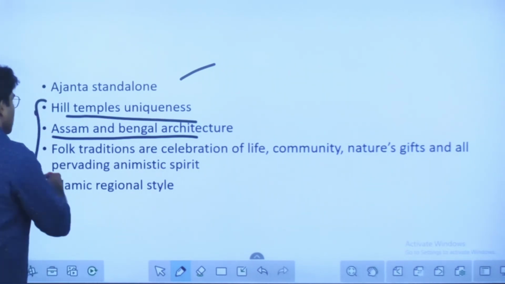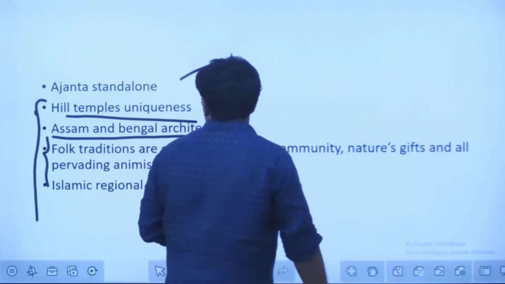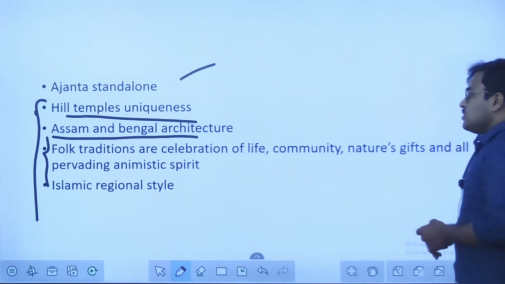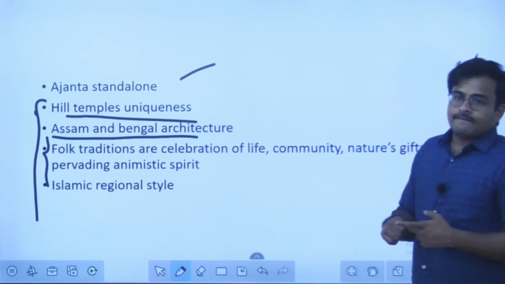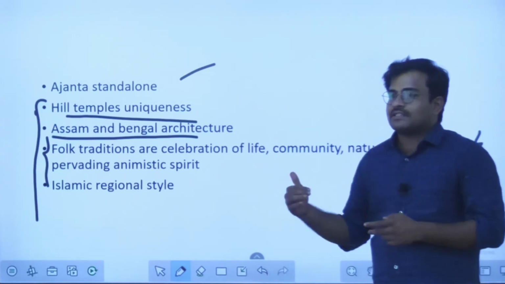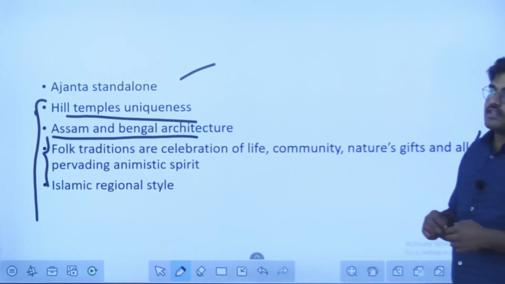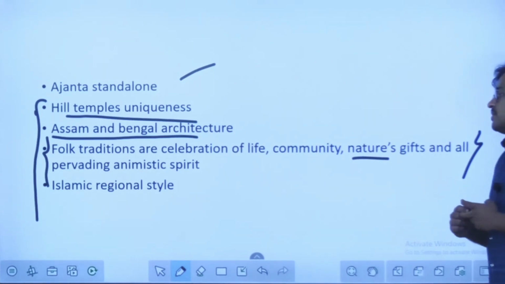Then, see, these kinds of questions are also quite possible. Folk traditions are celebrations of life, community, nature's gift, and all-pervading animistic spirit. Critically examine. This has been given as a statement in a standard textbook. I've just picked it up from here and there. This can be given directly as a question. For each of these things, you have to write an example. Are you getting? Folk traditions means here you have to move across folk dances, folk music, folk theater, folk paintings. All of these things are represented through these. Celebration of life, community, nature's gifts, and all-pervading animistic spirit.